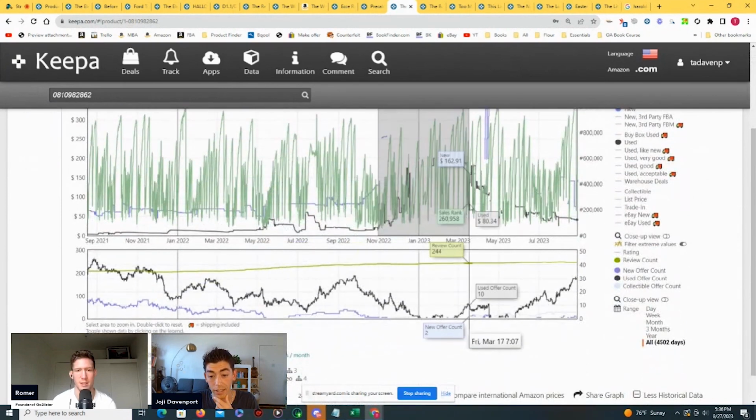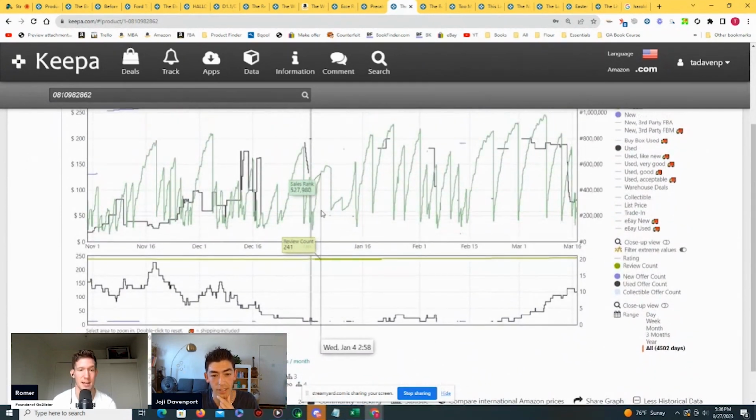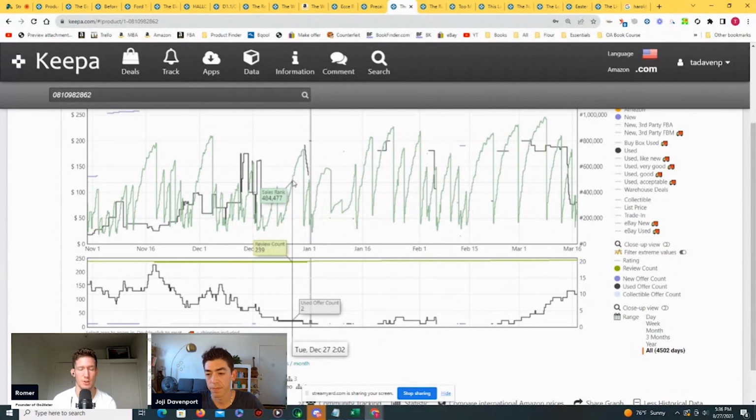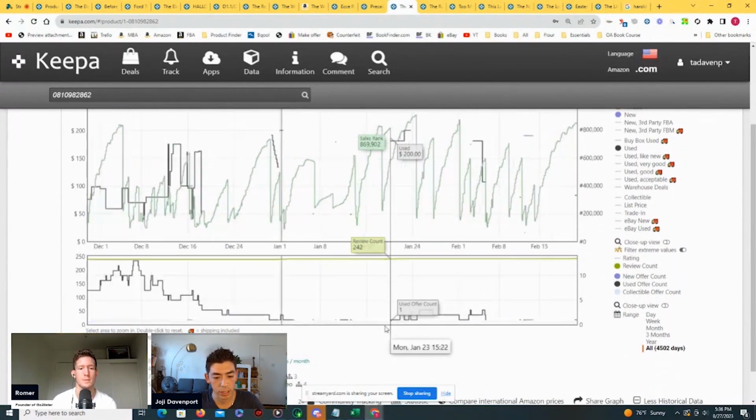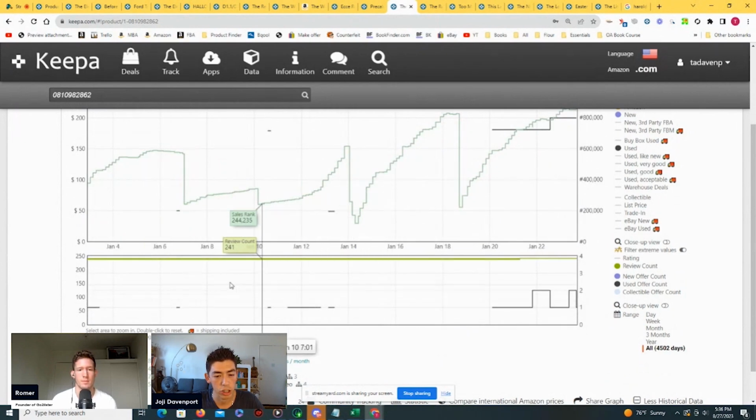That's a good sign. Whenever you see that black line just disappear, that's not a Keepa glitch. That just means there's no data on Amazon because nobody has the book for sale. Exactly. I mean, look at this. Literally for 2-3 weeks, there's just nobody on the listing.